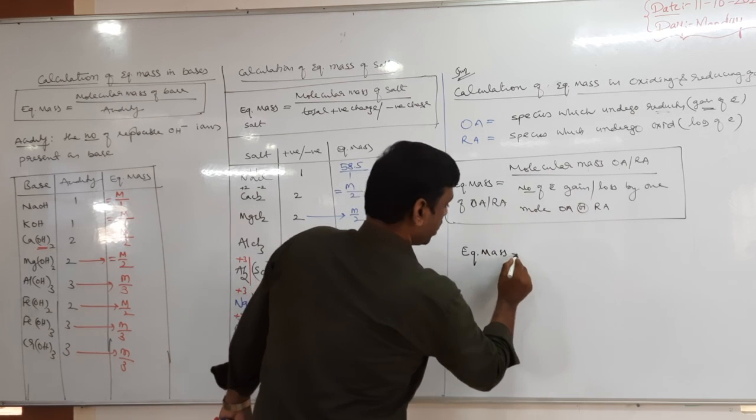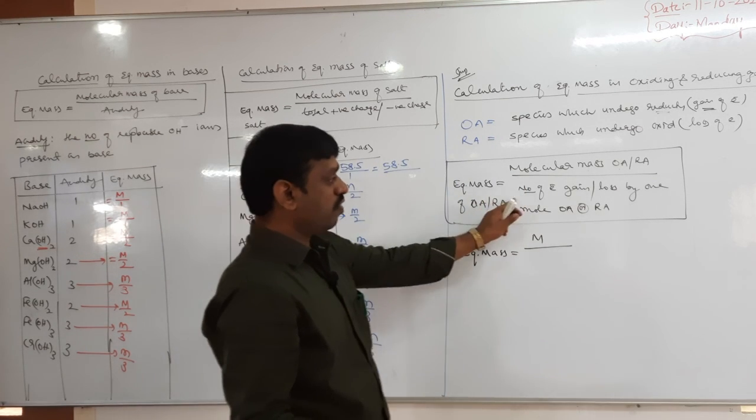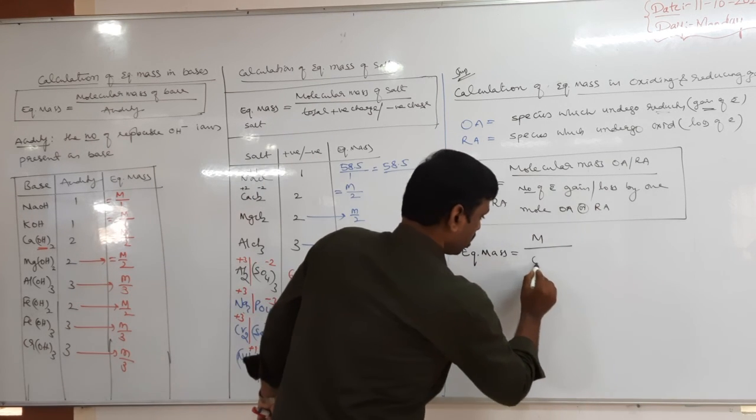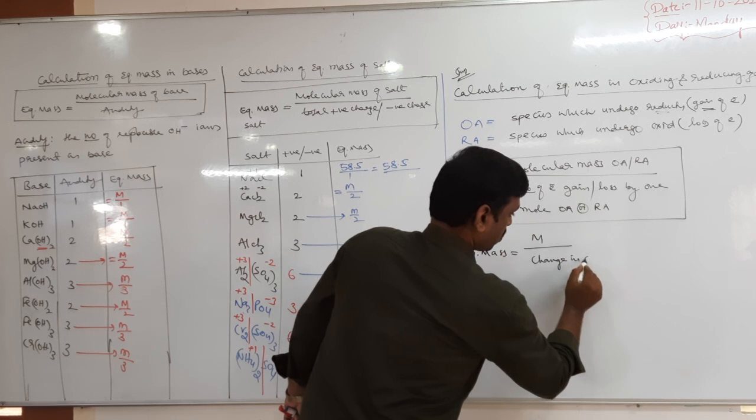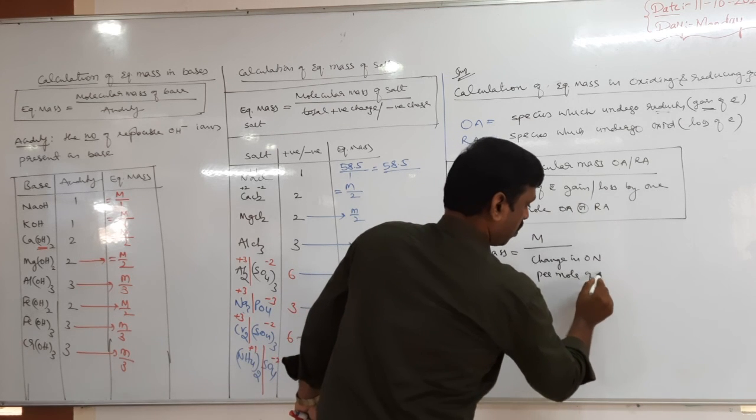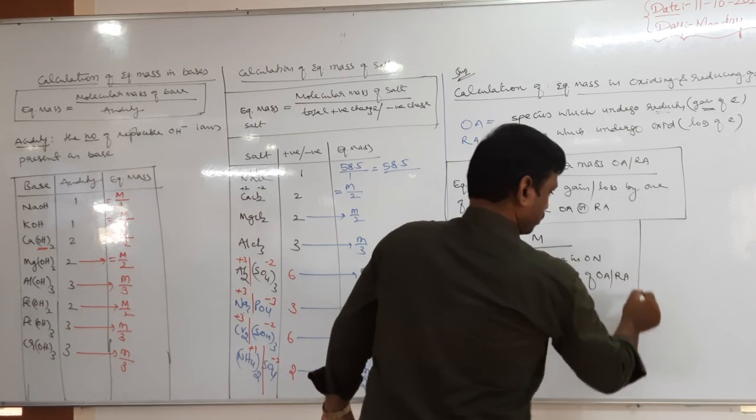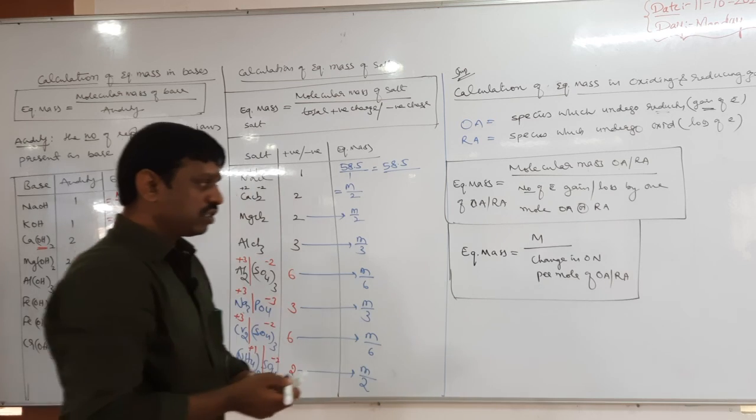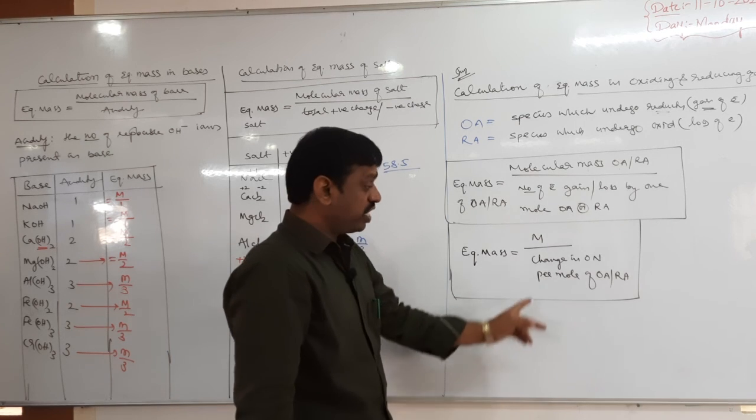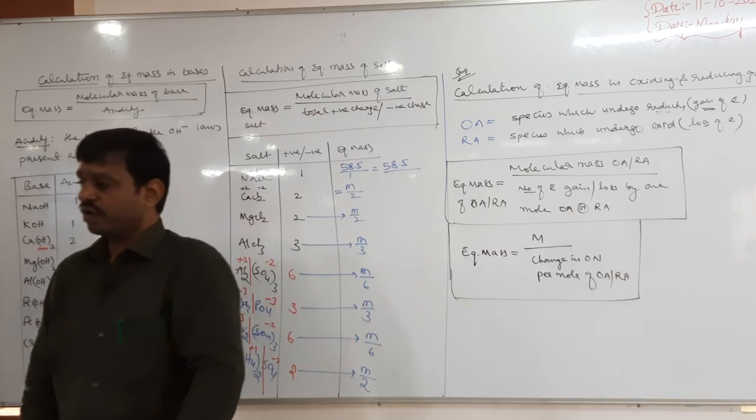Equivalent mass of an oxidizing or reducing agent is equal to the molecular mass M divided by, so instead of the number of electrons lost or gained, you can take the change in oxidation number, right? Change in oxidation number per mole of oxidizing or reducing agent. This can also be used. Equivalent mass is also equal to molecular mass divided by the change in the oxidation number, per mole of oxidizing agent or per mole of reducing agent.